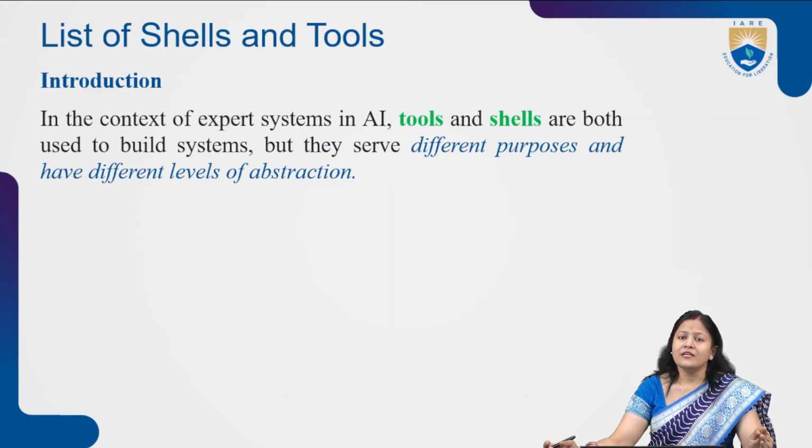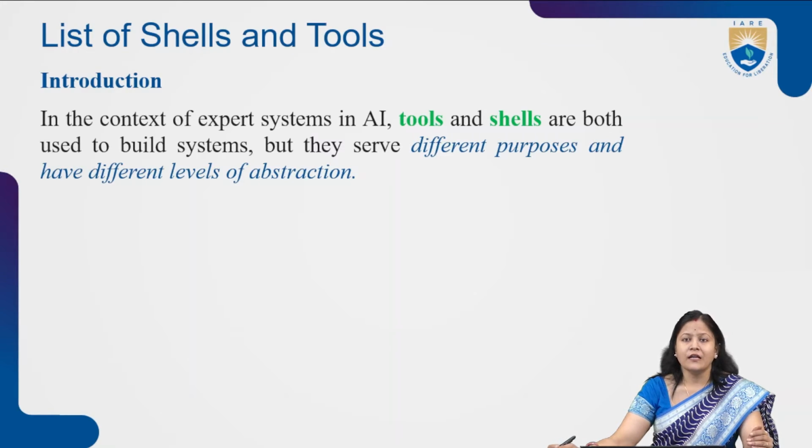In the context of expert systems in artificial intelligence, tools and shells are both used to build the expert system, but they serve different purposes and have different levels of abstraction. Already we know the meaning of tool and shell. Here, in the context of expert systems, a tool is like a component and a shell is like an environment.